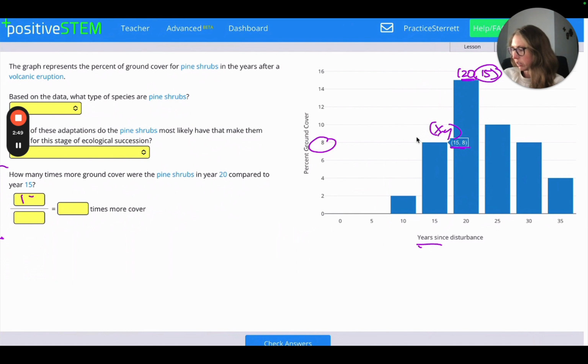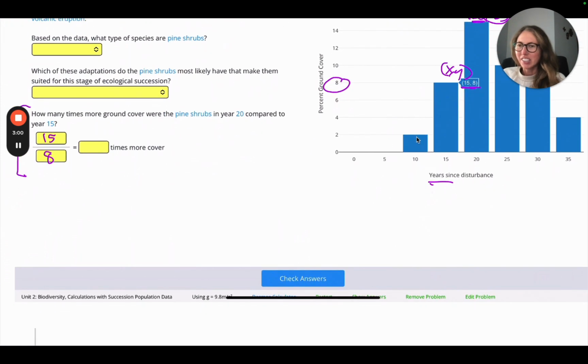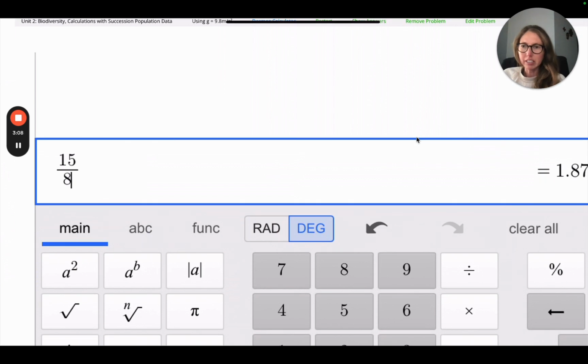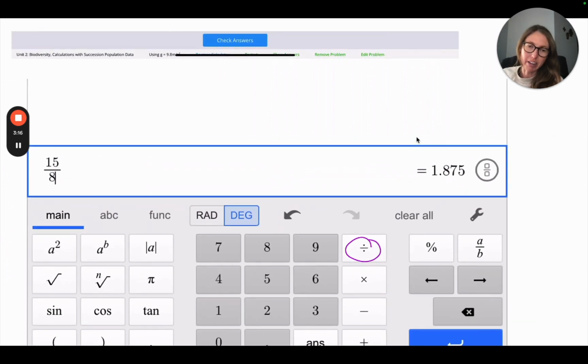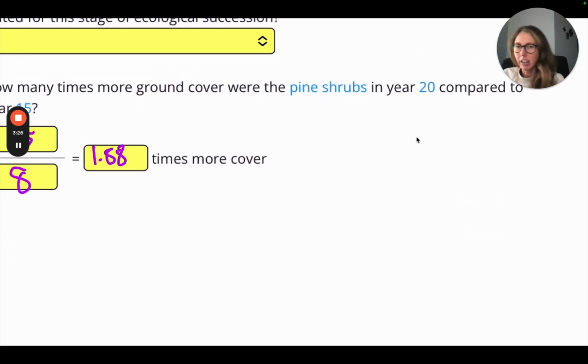So 15 went with year 20. And 8 went with year 15. Now it's confusing because 15 was in both of those numbers. So you're going to type those in, and then you'll calculate that separately on a calculator. So on my Desmos calculator, if I typed that in, 15 divided by 8, when you click the division sign on the Desmos calculator, it'll make this nice little fraction for you. And I have 1.875. So I can go ahead and round that to three significant figures, would be 1.88, and I'll put that in to my last space here for how many times more cover.